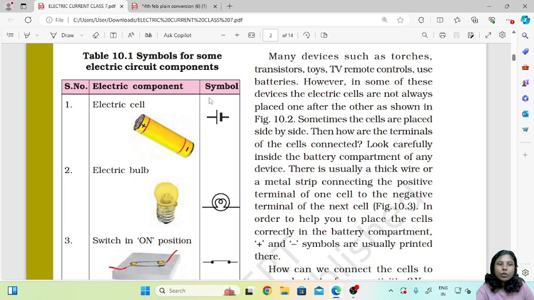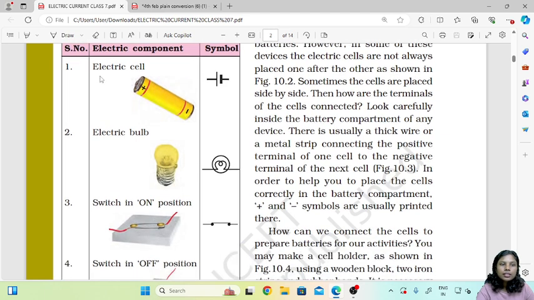Now say you have to draw a circuit. In that case you cannot use these whole bigger battery cells to draw and show the circuit. So what we do is we use symbols that represent these particular electric components. Okay, so the first one is the electric cell and the symbol given is these two lines. One you see is the bigger line and one is the smaller line.